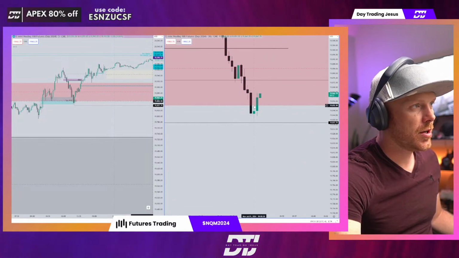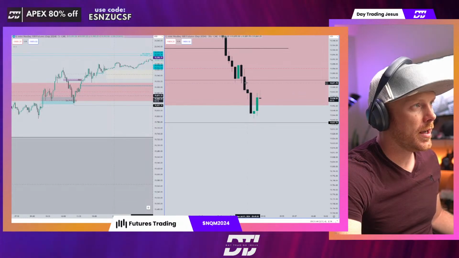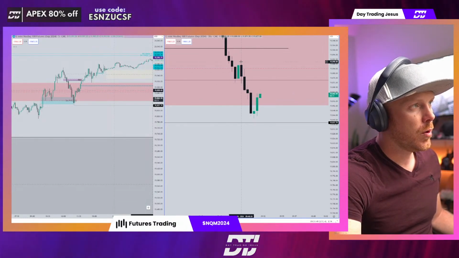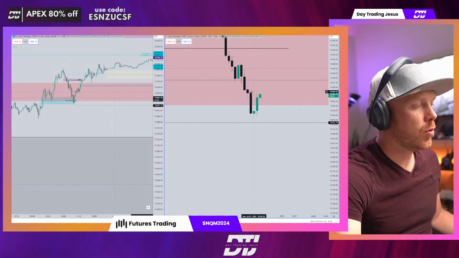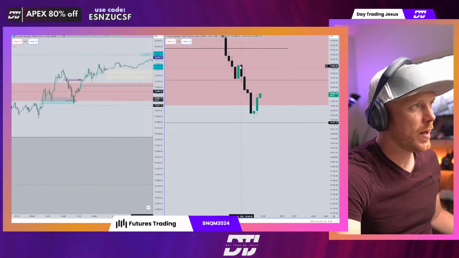This is considered an inversion. It's not an inversion we would take. The reason why is we have another inversion right here, another fair value gap right here. We want only one in a leg, or we want to take the highest one to a swing high. So you can't take this one.